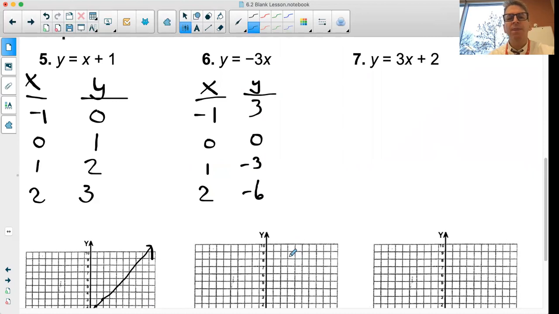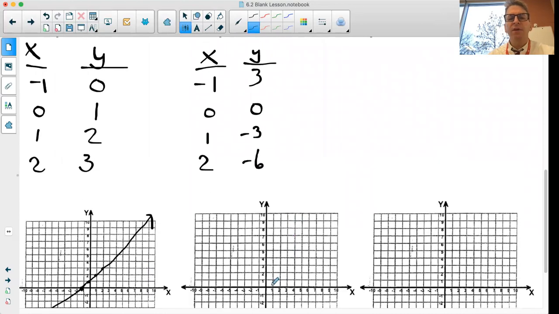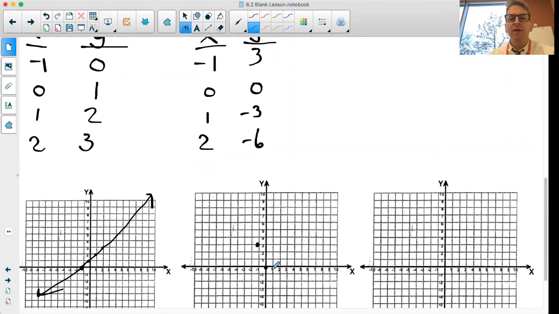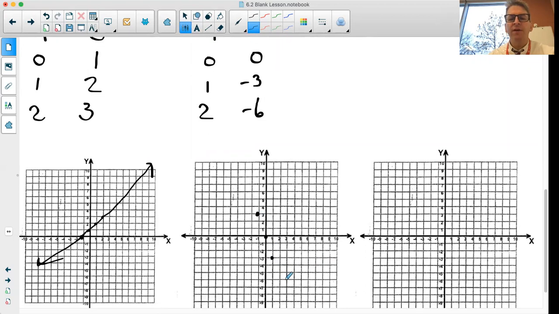And as you can see here, if you go negative 1, positive 3, you're right there. 0, 0, you're right here. 1, negative 3, you're down at this location. And 2, negative 6, you're located right there. So connecting up the dots, you can see that function, which is y equals the negative 3x, is represented by that graph.